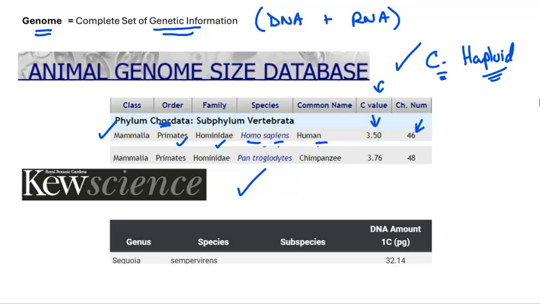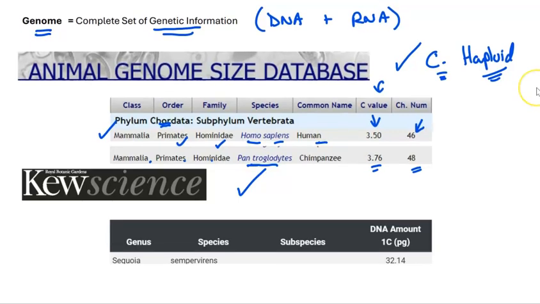I then selected mammals, primates, Hominidae, and from the same family, the chimpanzee, and took a look at the C value, and you'll be interested to see that the C value for chimpanzees is higher than it is for human beings, and the chromosome number is also higher, as we discussed in the previous video.